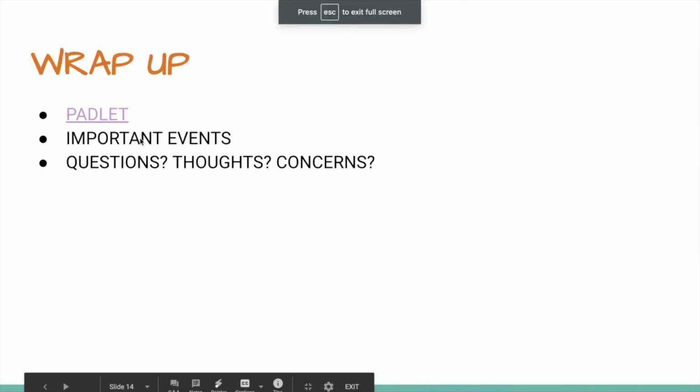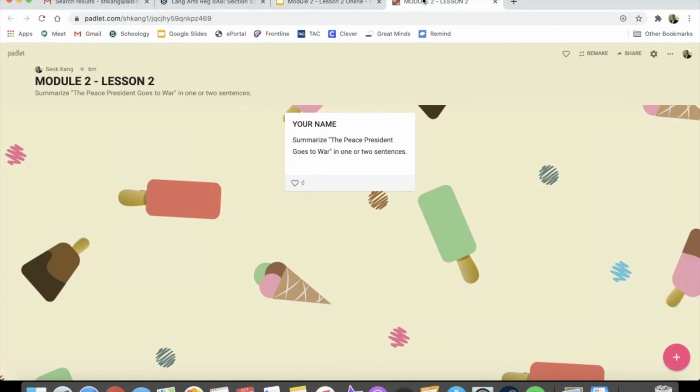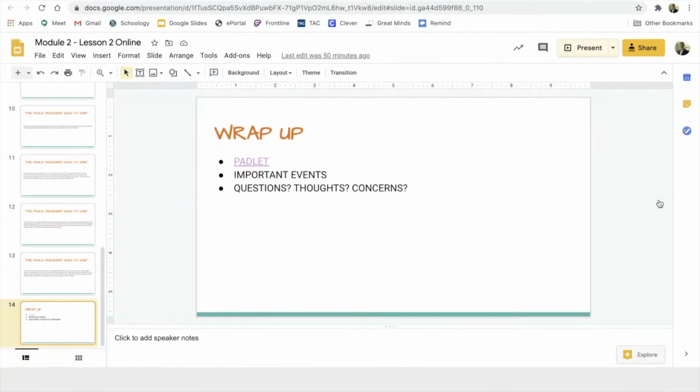But that's basically it. I did have a Padlet assignment if you want to do it. This is basically where you put your name. Y'all know the drill. What I want you to do is summarize the second article, "The Peace President Goes to War," in 1 or 2 sentences. Okay, I want you to summarize that article in 1 or 2 sentences. That is it.